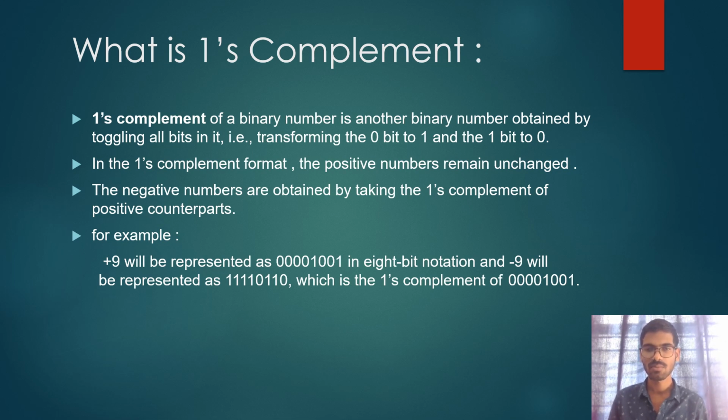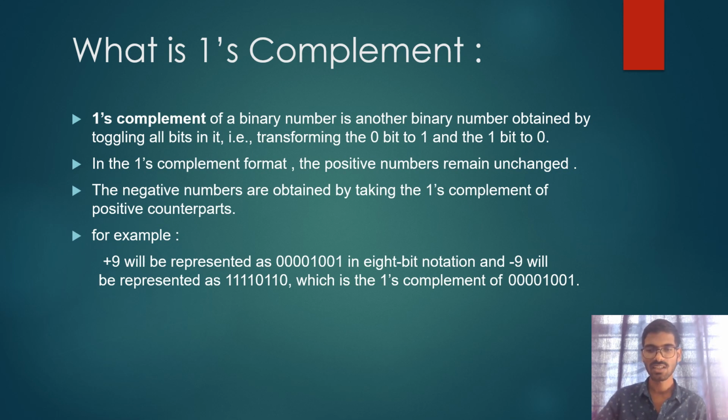Here, in one's complement, positive numbers are converted to their negative counterparts. That is, if we have a positive number and take its one's complement, we get a negative number, and if we have a negative number, we get a positive number. Let us see an example here.